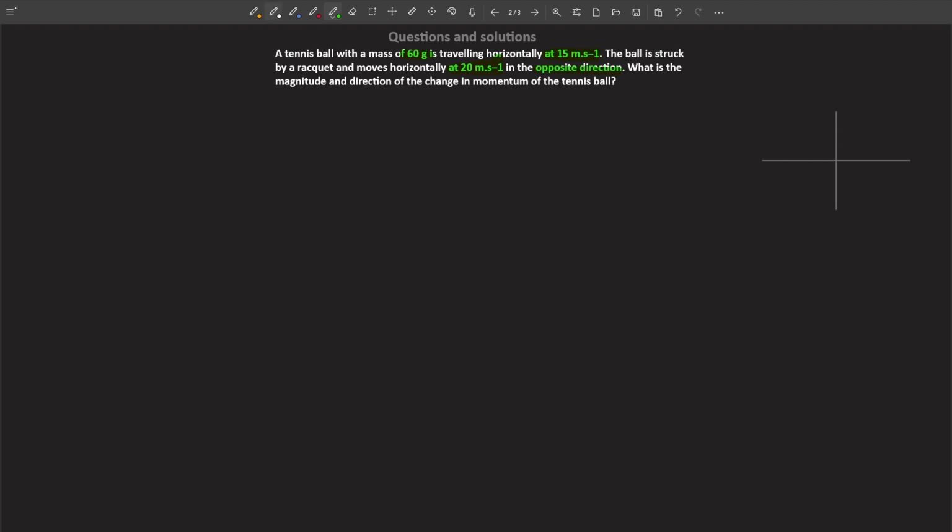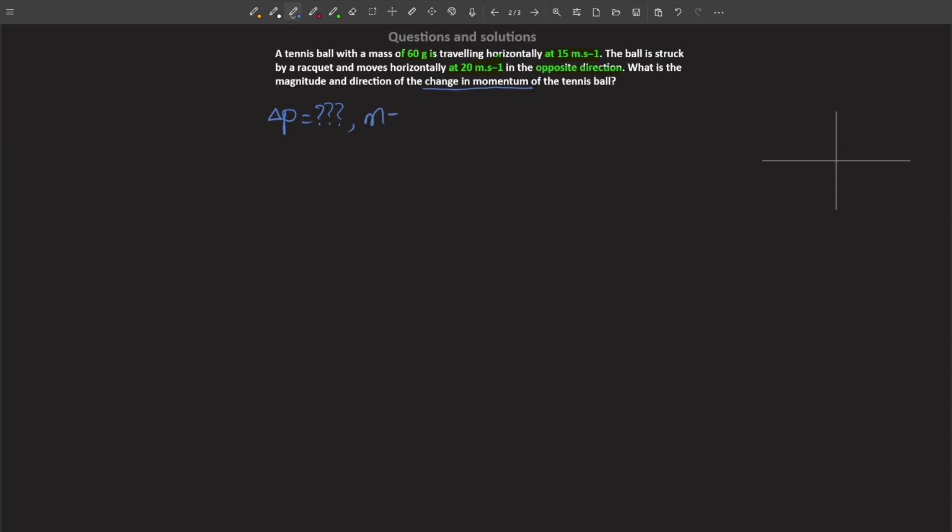Let's look at the values and the variables that we were given. They say we should calculate the magnitude and direction of the change in momentum. We are currently looking for a change in momentum. This is our unknown. This is what we are looking for.